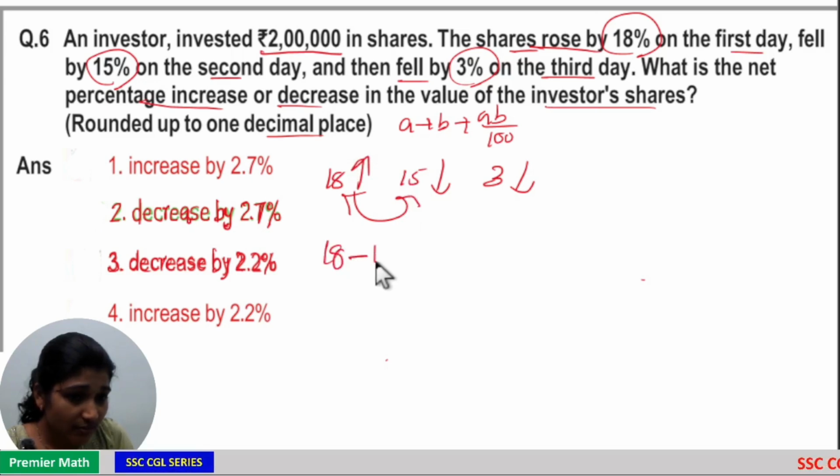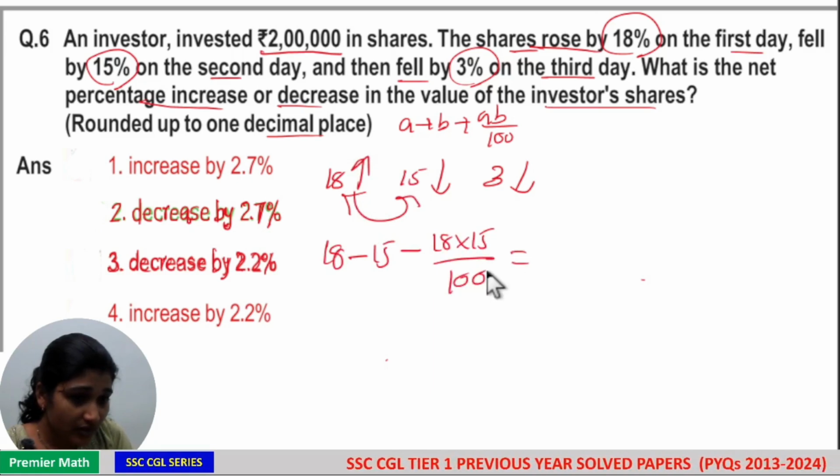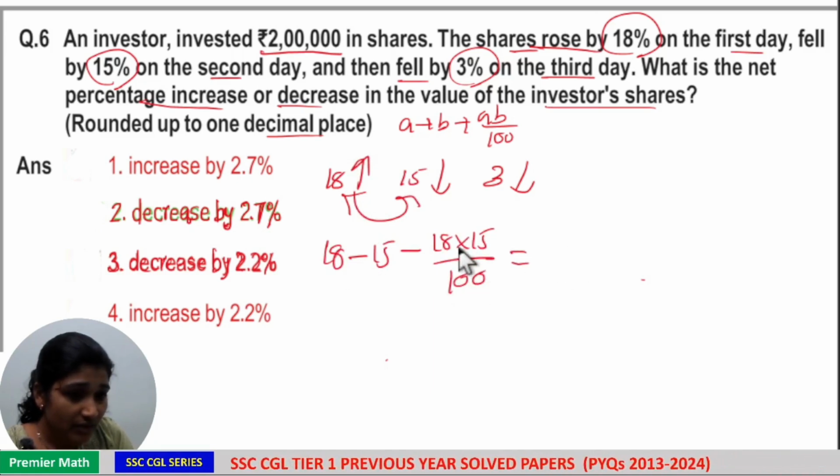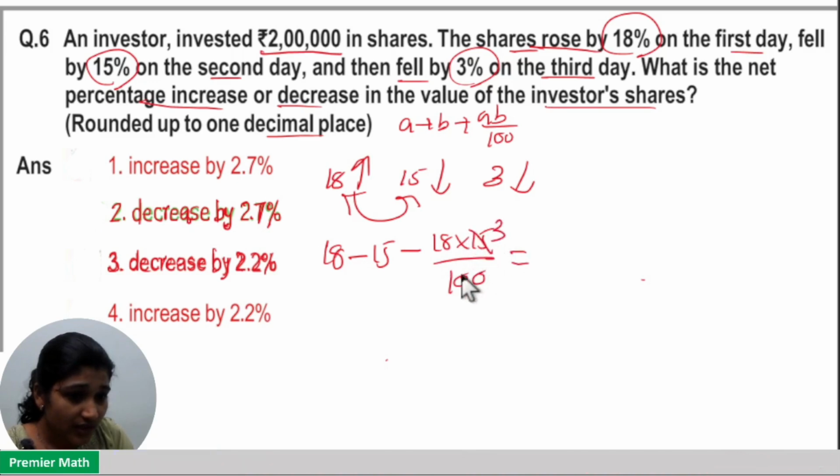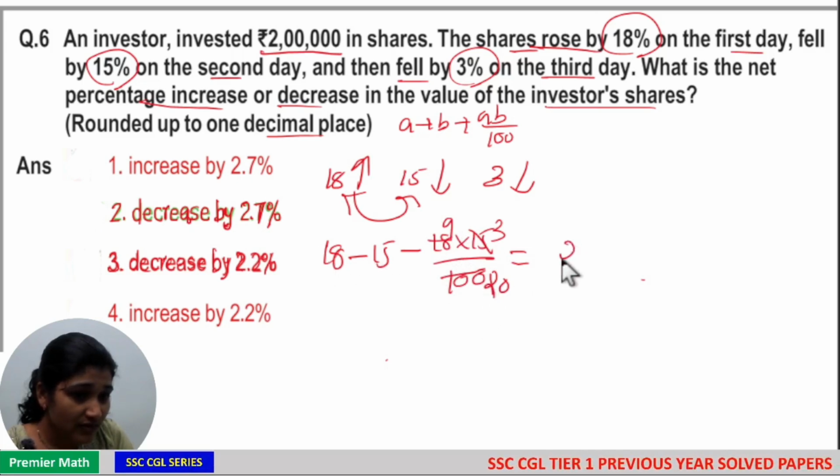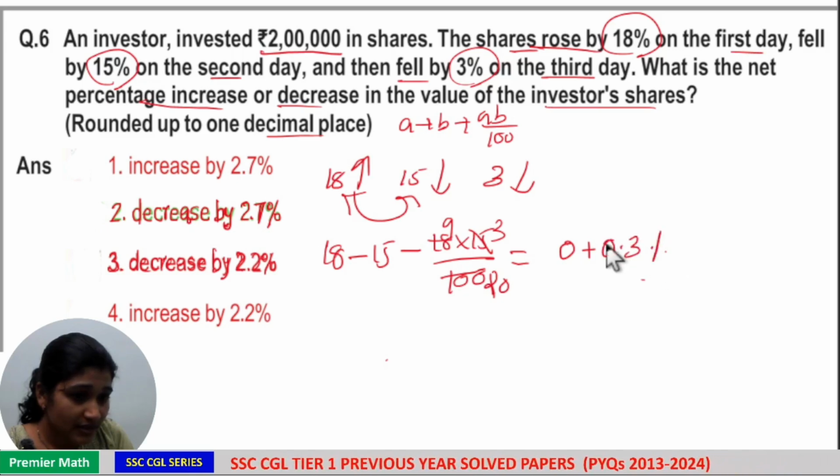So 18 minus 15, and plus into minus is minus, so 18 into 15 divided by 100. This will become 3 minus, here 5 goes 3 times in 15, 20 times in 18, 2 goes 9 times in 8. So 27 by 10 is 2.7. So 3 minus 2.7 is equal to plus 0.3 percentage.